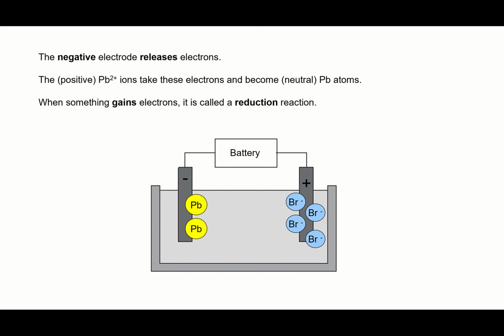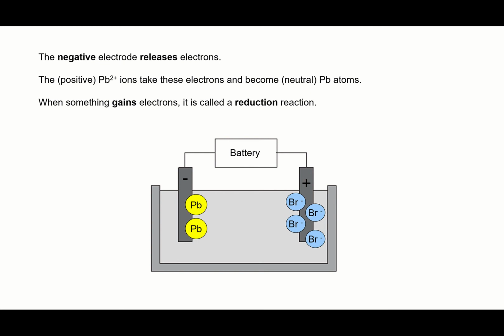When something gains electrons like this, it is called a reduction reaction. And this is what you can see in the diagram in front of you. The lead 2+ ions have been attracted to the negative electrode and they have been neutralized. They used to have a 2+ charge. They've now gained electrons and they are now neutral lead atoms.